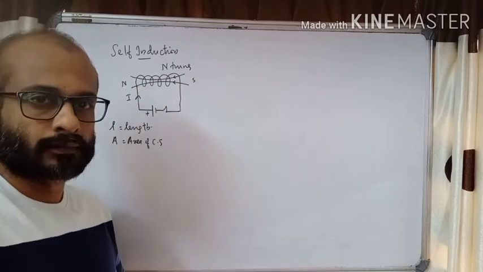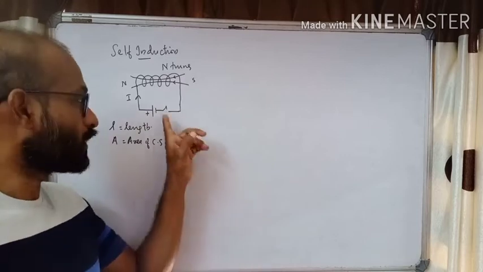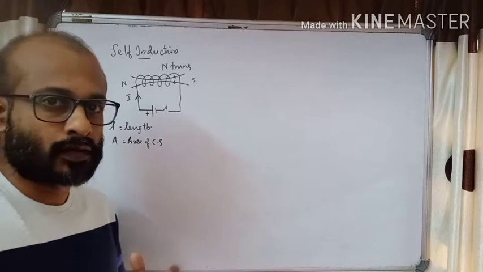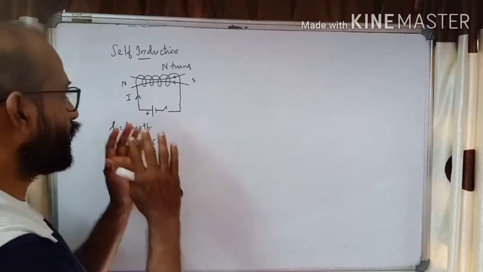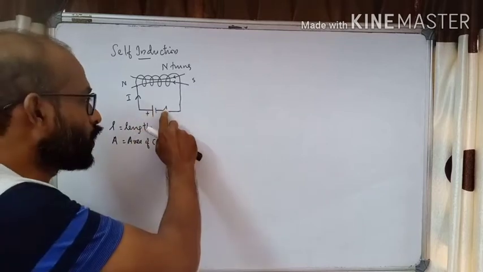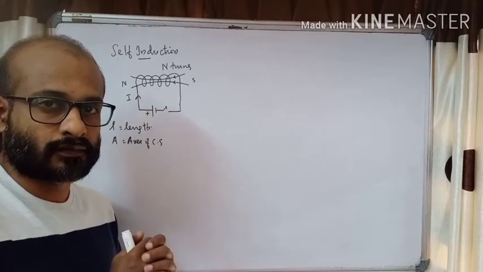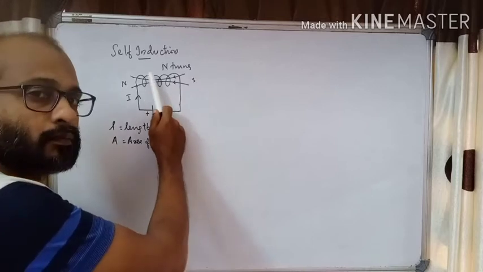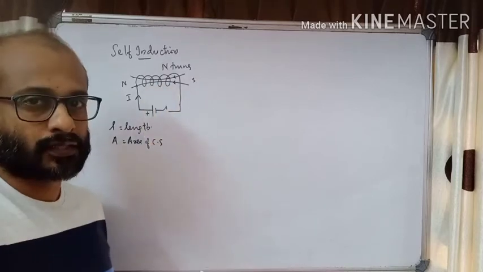Now what happens when you suddenly switch off? When you open the switch, the magnetic flux will disappear within a short interval of time. Initially we had a large flux when current was flowing. When we switch it off, suddenly the flux decreases to zero. This is a change in flux. Due to the change in flux, an EMF will be induced in the same solenoid. This phenomenon is called self-induction.